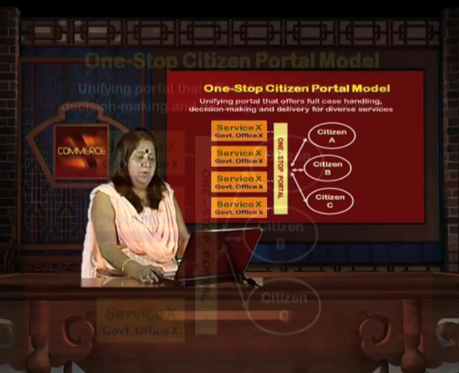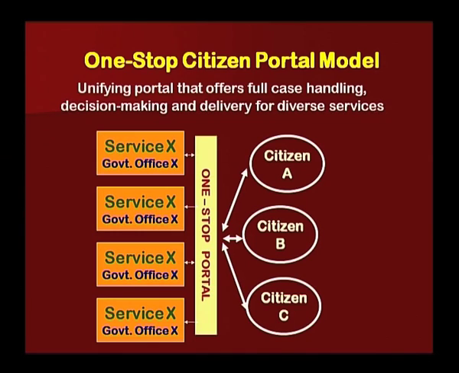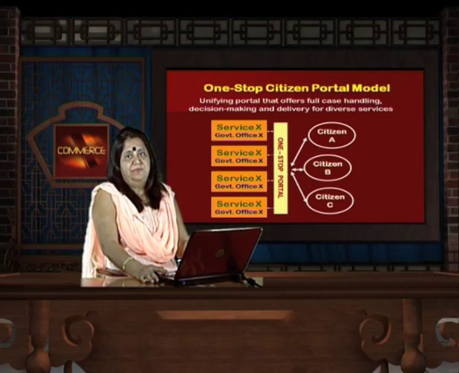One-stop citizen portal model. It is a unifying portal that offers full case handling, decision making and delivery for diverse services. Here we have services X which are given by the government offices X. This is a one-stop solution given to any citizen, that is citizen A, B or C. That is, any citizen can go to online websites and get those services, because here the delivery of information is easy and any customer can access it.